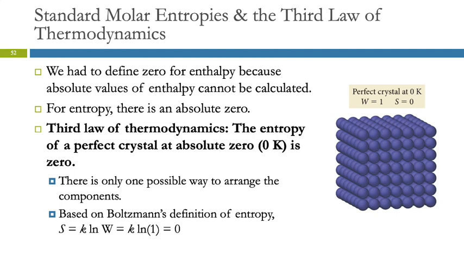There's only one way you can have the pieces, and this is based on Boltzmann's definition of entropy, which was that entropy is equal to a constant times the natural log of W. So here the W is 1, which gives 0. So there we go.